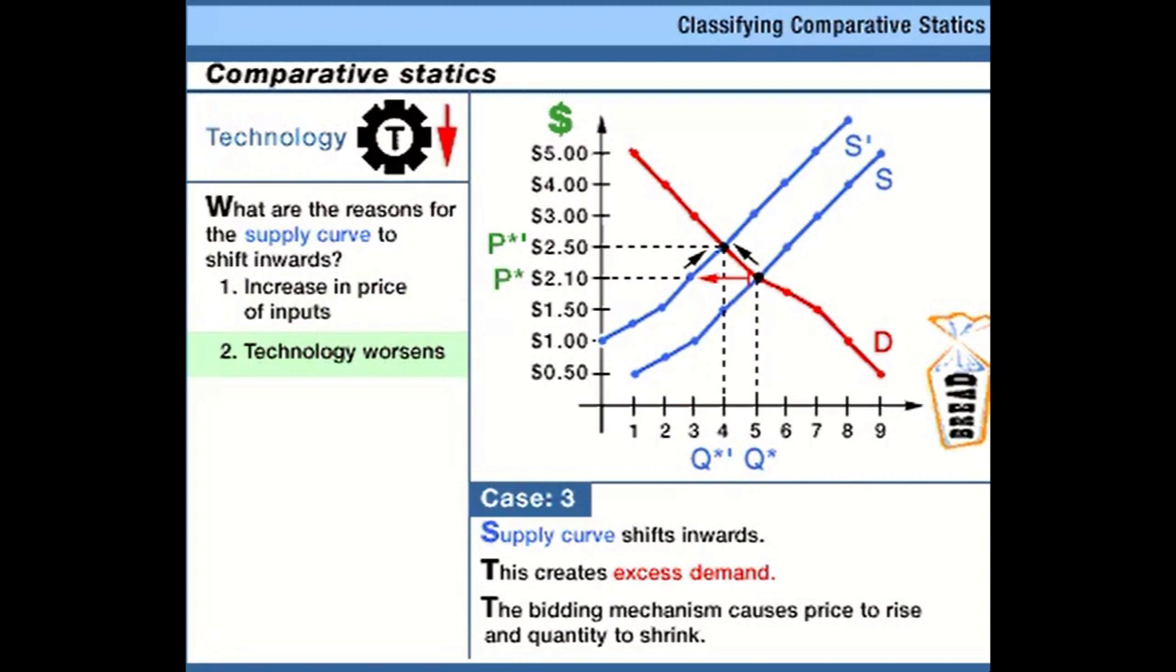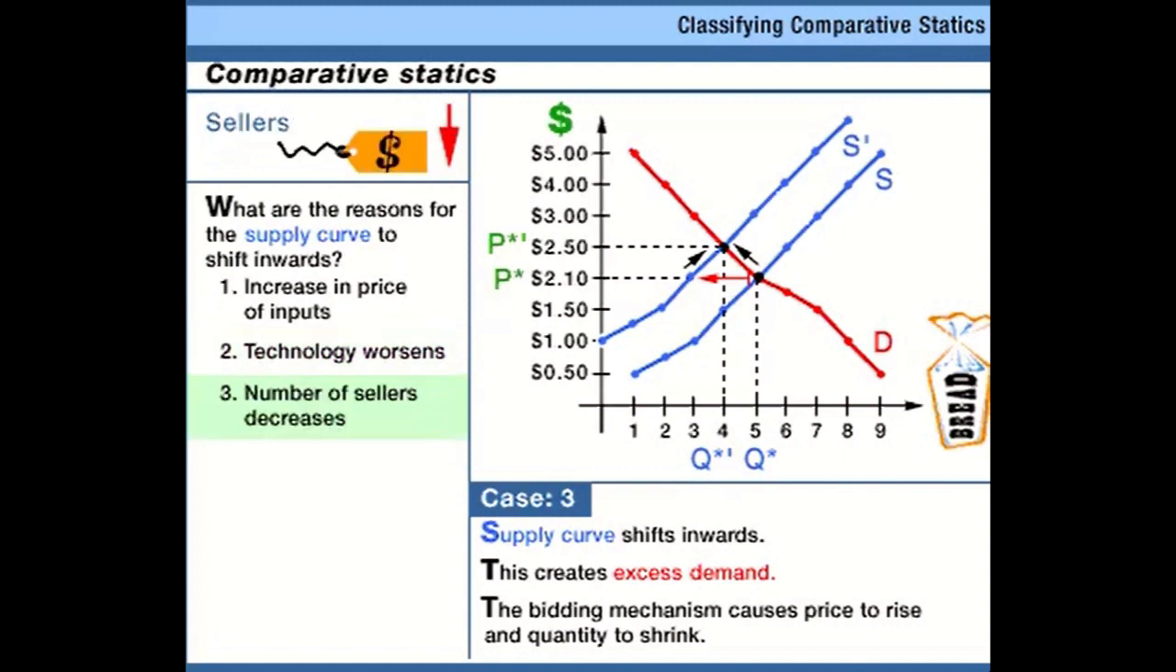Finally, there could be a decrease in the number of sellers in this market for any number of reasons. Remember, this is the market supply curve, and the market supply curve is the sum of the supply curves of the individual sellers. If we have fewer sellers in the market, the curve will shift inwards because fewer curves are being added together. Any of these factors will lead to an inward shift in the supply curve, and with that inward shift comes a higher equilibrium price and a smaller quantity traded.